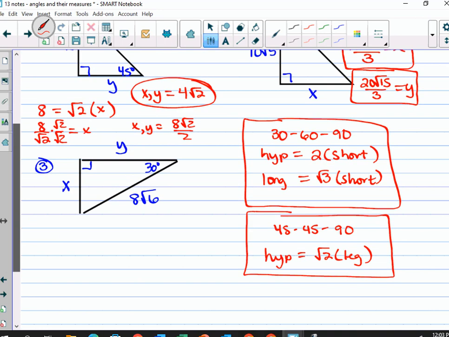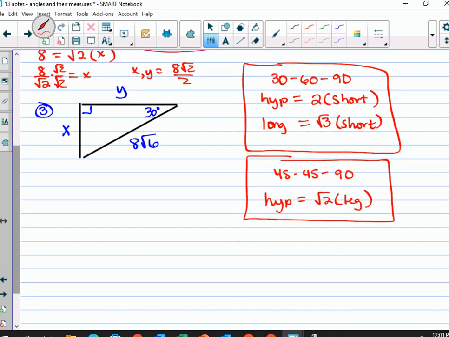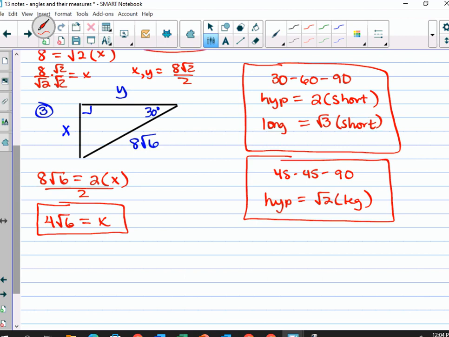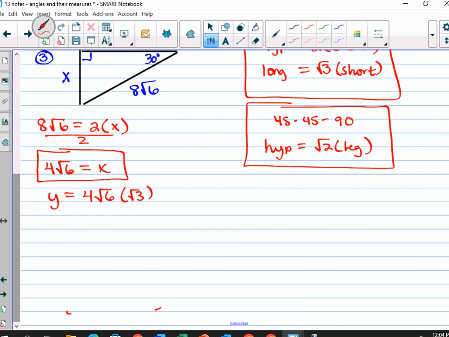All right, number 3. What did I give you this time? Hypotenuse. So I need to use the formula that has hypotenuse. So 8 root 6 equals 2 times the short leg, so 2x. So when I divide by 2, what do I get? 4 root 6. So there's the short leg. That part's pretty easy. How do I go from short leg to long leg? So y is going to be 4 root 6 times root 3. So I'm going to get 4 root 18.